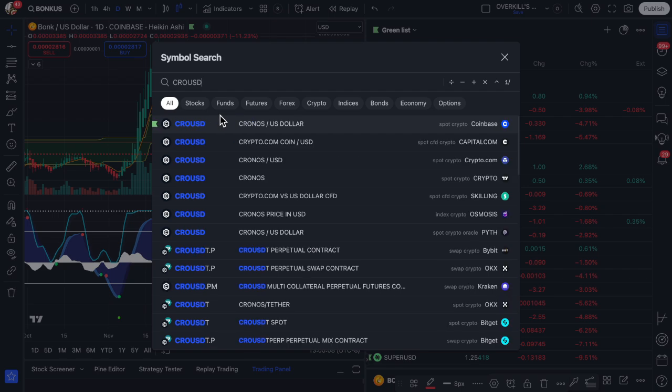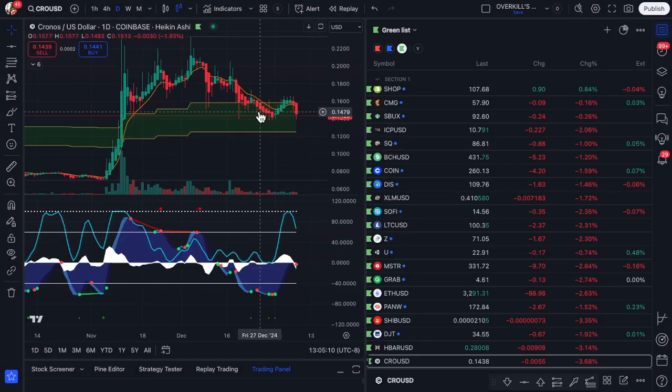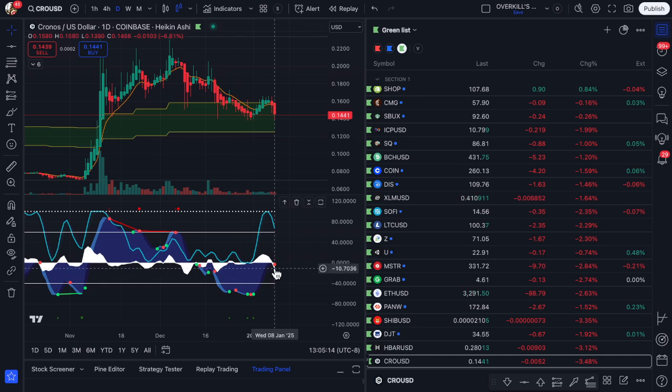CRO, Chronos. Again, another name that's in the golden zone here. This one looks good. It's got a red dot today, though, so if you're looking to enter this name, simply wait for the green dot. Wait for that green dot confirmation. This one's got a pretty important level at about 13 cents. 13 cents needs to hold.